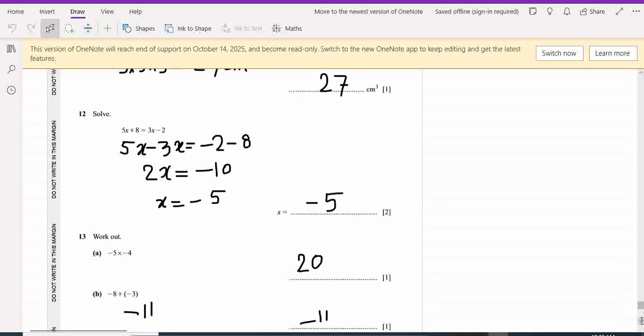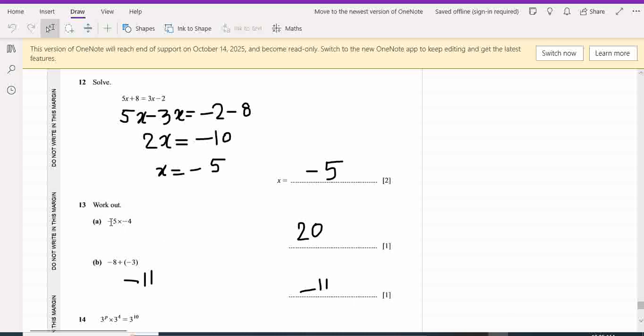Next is work out 5 minus 5 times minus 4. So minus times minus is plus, and 5 fours are 20. So 20 is the answer. Next is minus 8 plus minus 3. Both have the same sign, so they will be added and keep the same sign. So 8 plus 3 is 11, and both are negative numbers, so we put negative here.